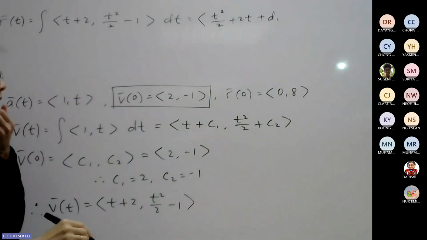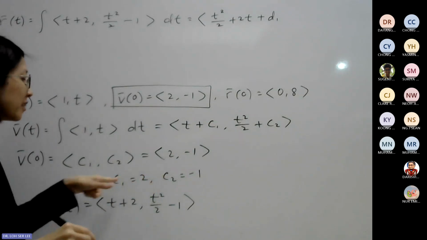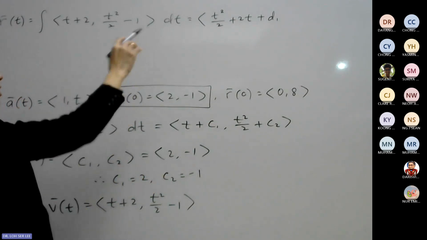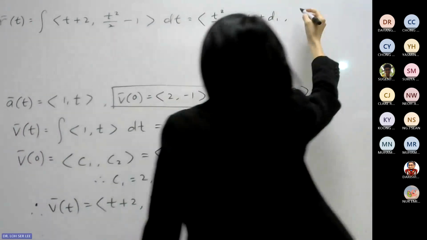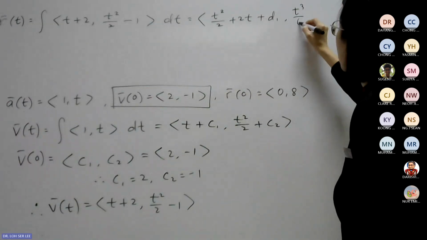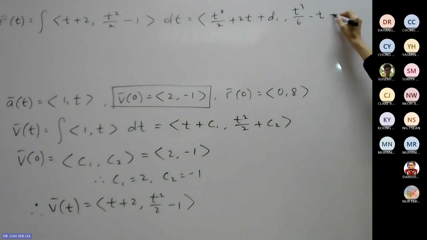I use d because c is already used here. So I use d. T squared over 2 becomes t cubed over 6, minus t plus d2.